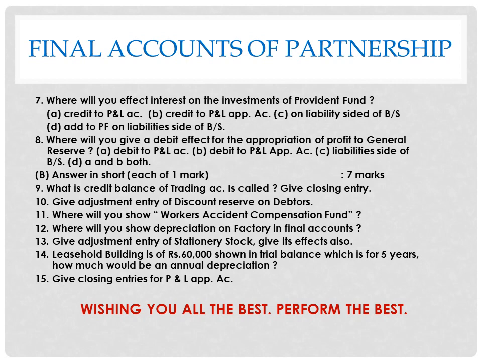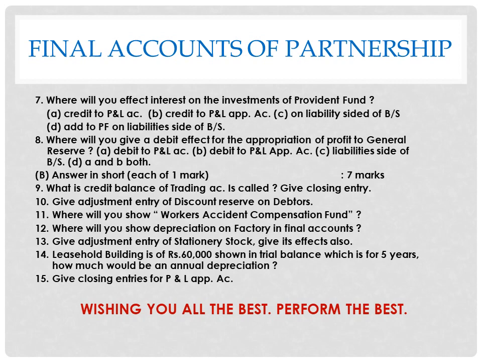Now we are moving to section B, answer in short, each of 1 mark, total 7 marks. Ninth question, what is credit balance of trading account called? Give closing entry. 10th question, give adjustment entry of discount reserve on debtors. 11th question, where will you show workers accident compensation fund? 12th question, where will you show depreciation on factory in final accounts?